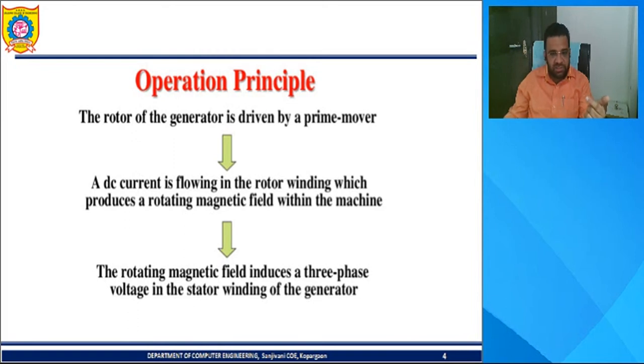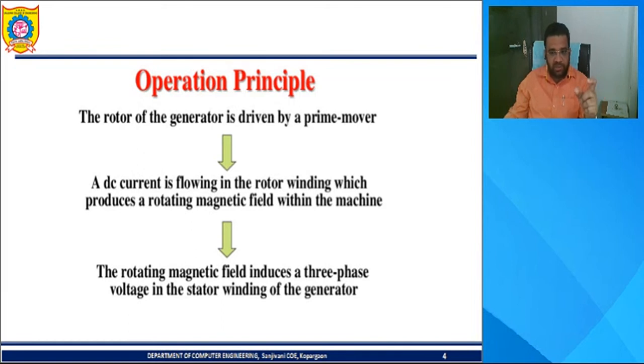If this is a present, their working principle is going to be designed on the basis of this. Simply speaking, for an alternator or AC generator, the rotor of a generator is driven by using the prime mover. When it is driven, the DC current flows into the rotor winding, which produces a rotating magnetic field within the machine.